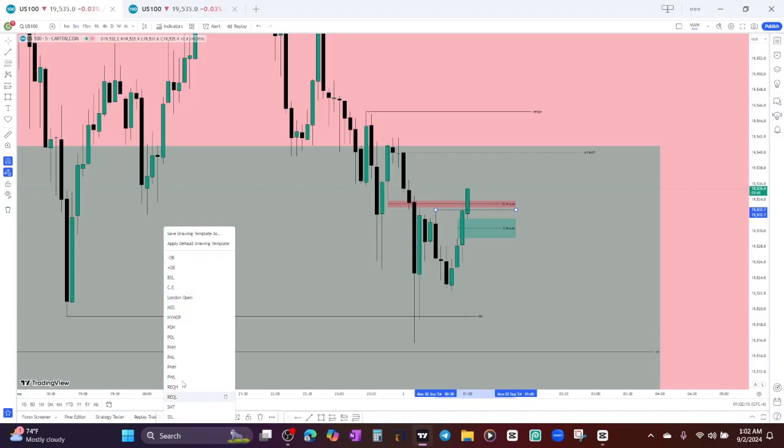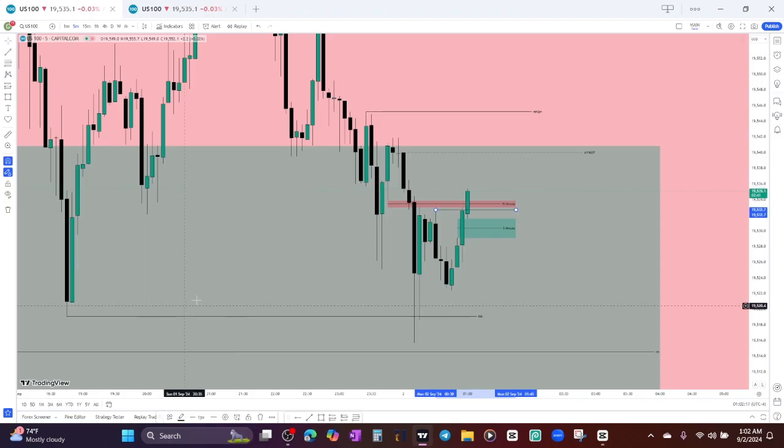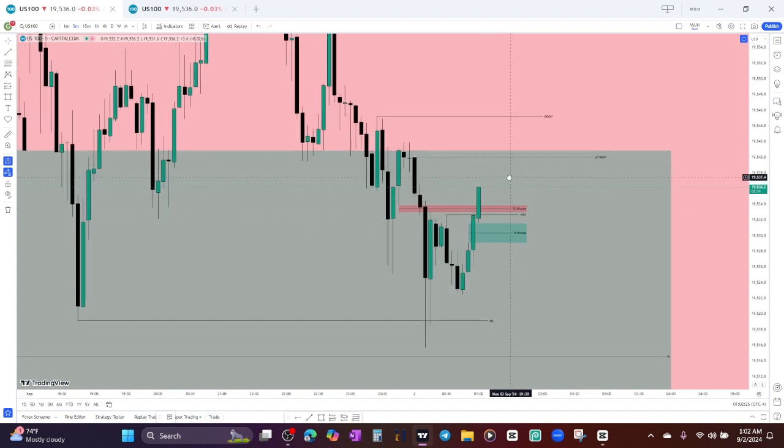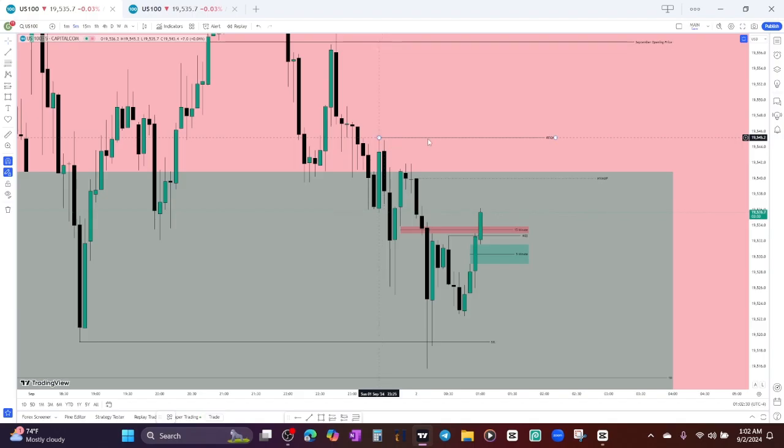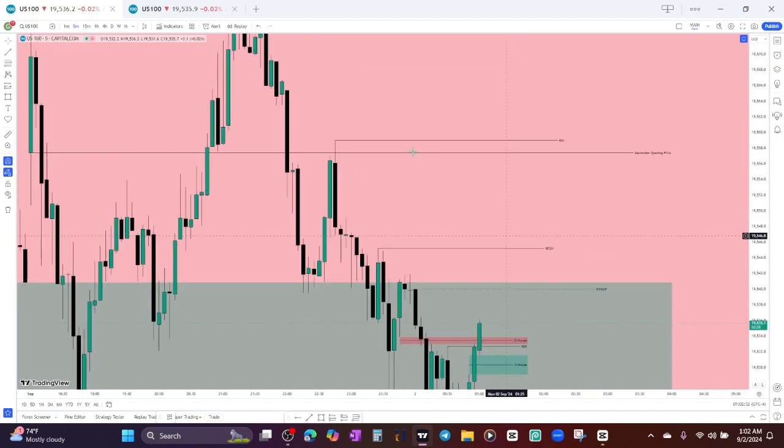But I would rather just wait for the tap into the fair value gap here. Then we could just target this here, or here, or even further up here.